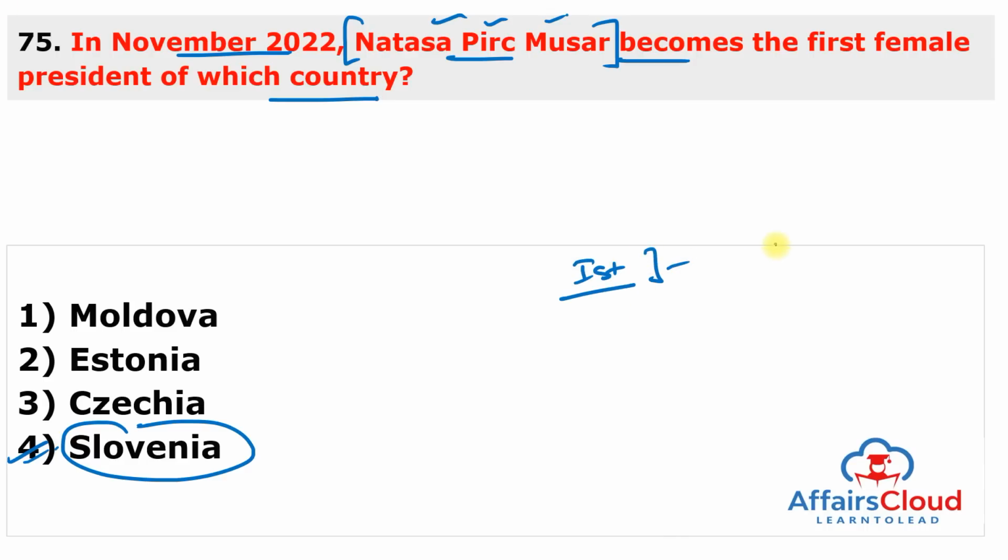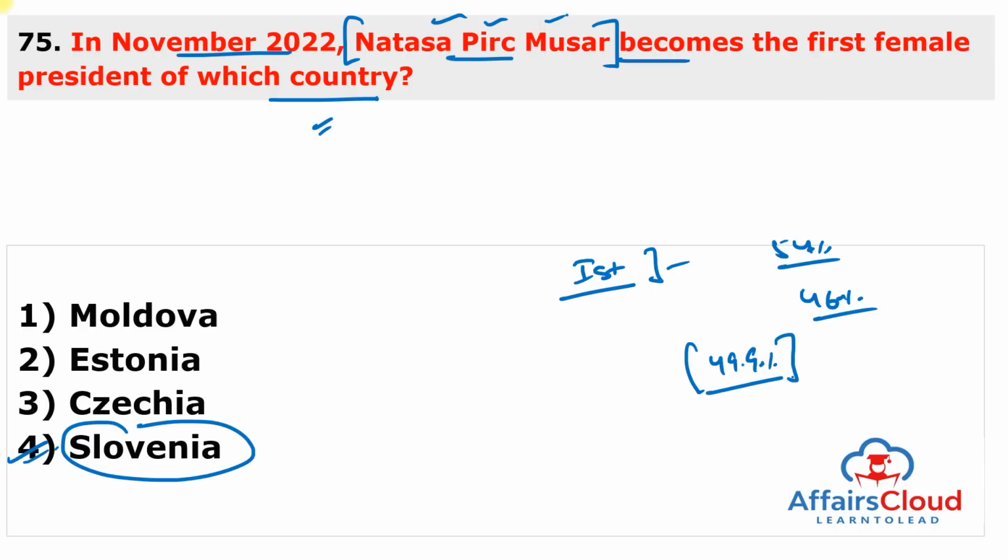And Pirc Musar won 54% of the votes, while her rival, the right-wing politician and former foreign minister, won only 46% of the votes. And according to Slovenia's election commission, the total turnout was 49.9%, very low. So just remember, the first female president of Slovenia is Nataša Pirc Musar.